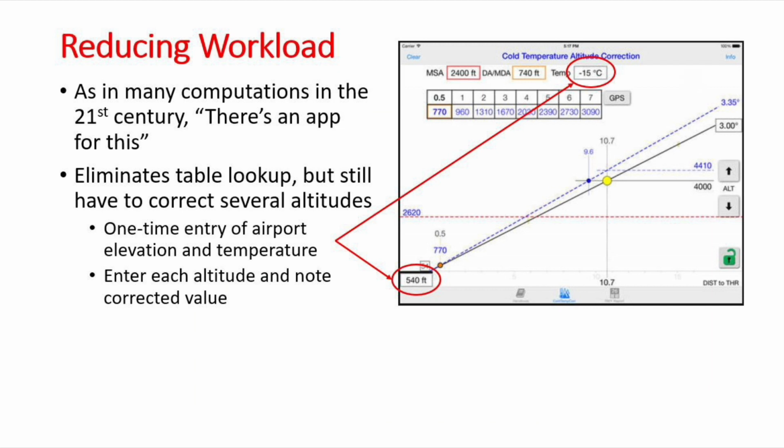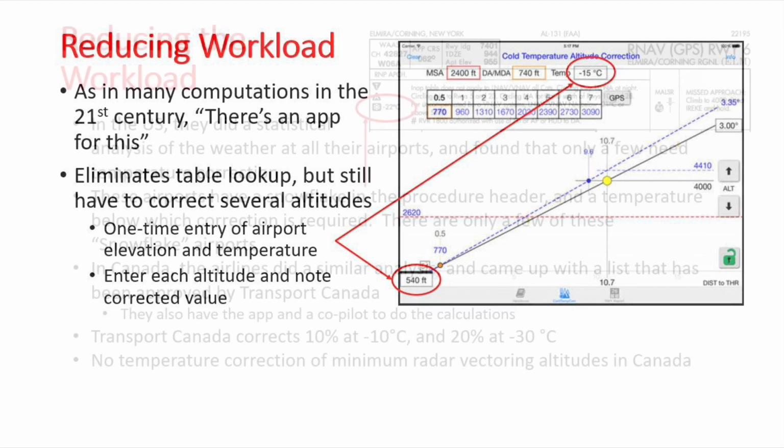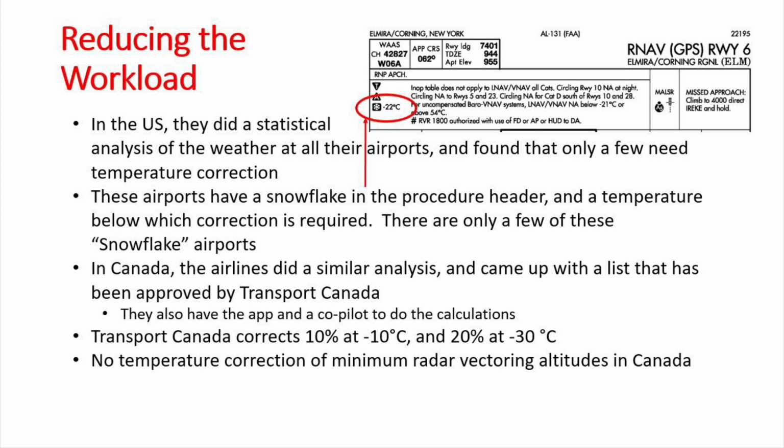There are several apps that eliminate the table lookup work, but you still have to work out the numbers for all 6 altitudes and note down the results. Hopefully the answers will match those I showed on the last slide. I wonder if anybody else thinks that temperature correction stuff is too much work. Apparently the FAA thinks so.